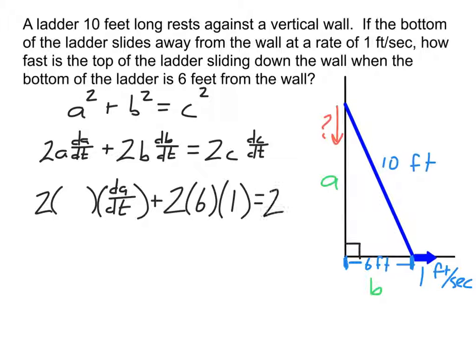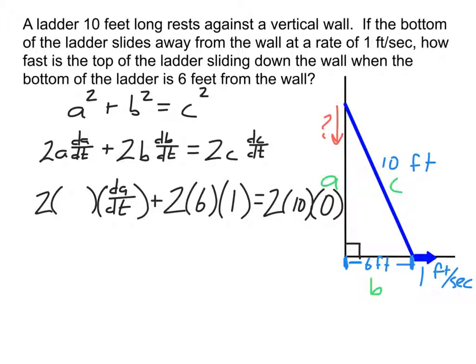And then equals 2 times c. Well, c is our hypotenuse, of course. That is our ladder length, which is 10. So we do 2 times 10 times dc over dt. Do you know what dc over dt is? 0. Yes, good. A lot of people have trouble with that one. It's 0, because it's not changing. dc over dt is how fast is length c changing. Length c is the ladder. The ladder is 10 feet long throughout the whole problem. So it is 0.